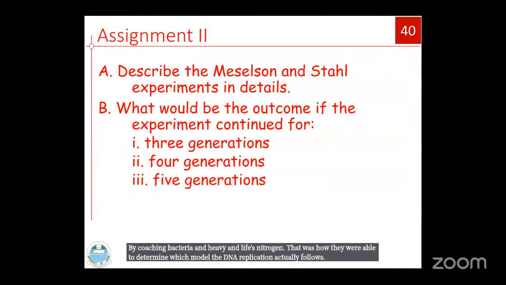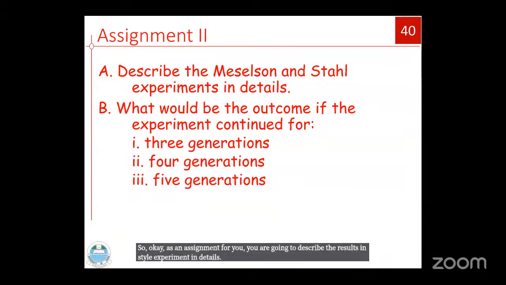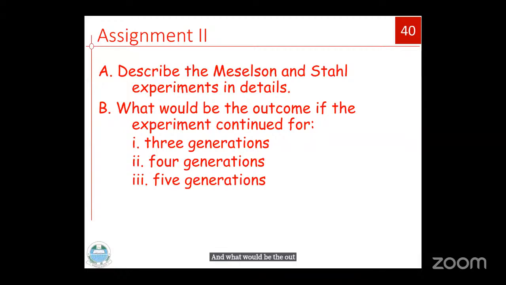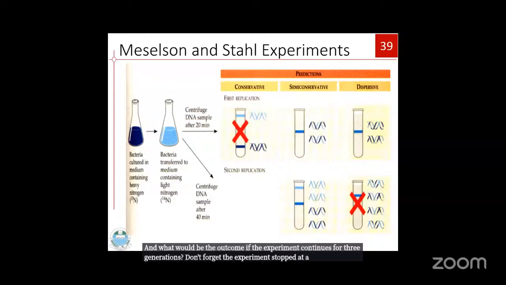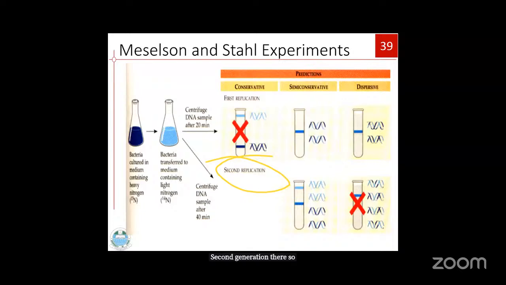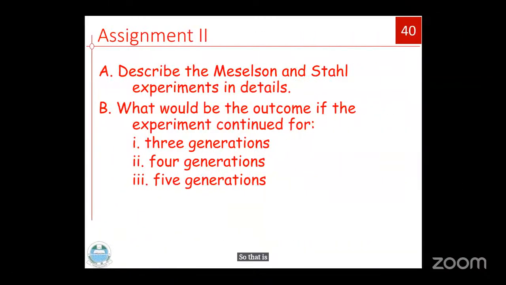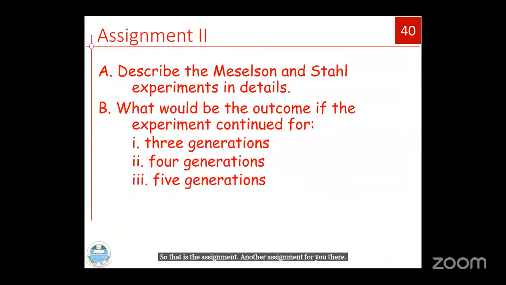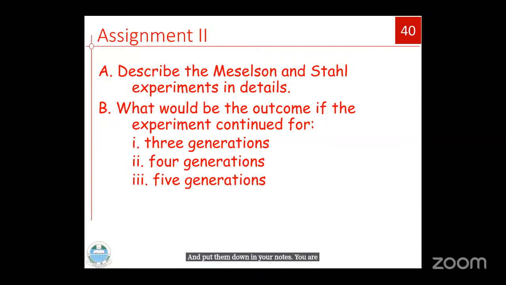As an assignment for you, describe the Meselson-Stahl experiment in detail and what the outcome would be if the experiment continued for 3 generations. Don't forget, the experiment stopped at the second generation. So if that experiment continued for a longer period, what would their results be? That is another assignment for you. Read it up and make a note in your notes. You are not submitting to me. Where you will submit, you will submit. All right.